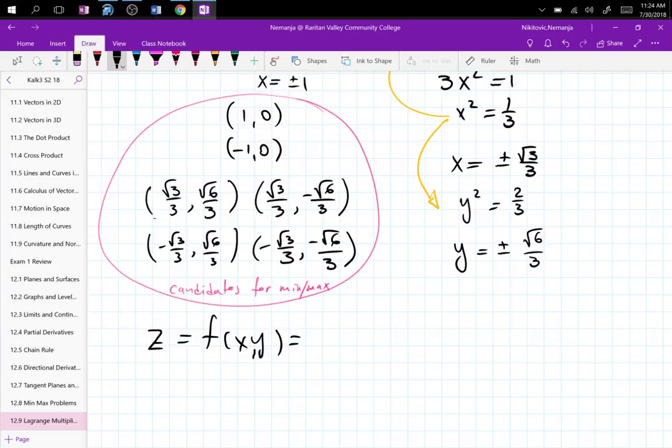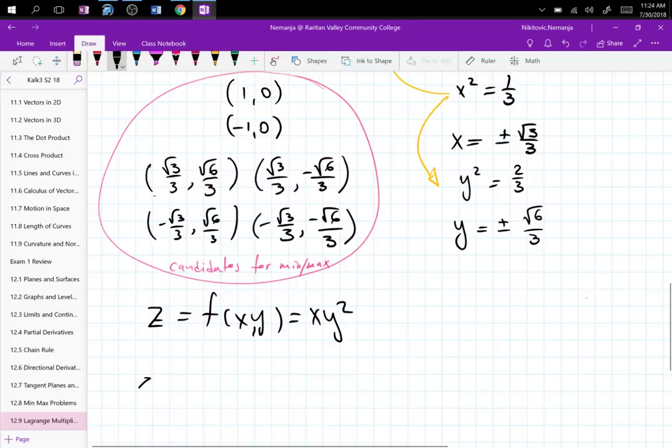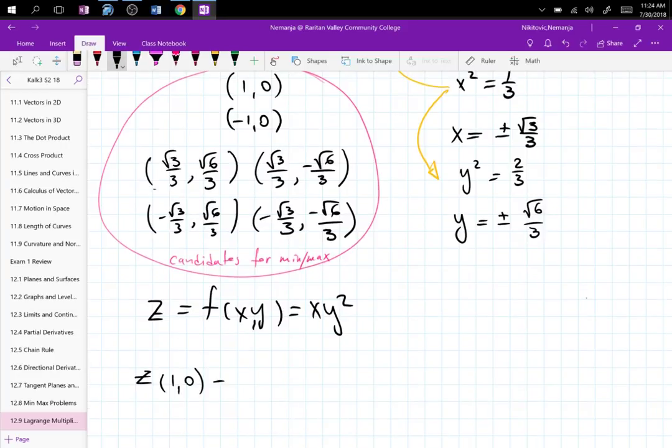So here, z value is equal to f of xy, which in our case was given as xy squared. So now, I will compute z of 1, 0. Z of 1, 0 is 0, giving me 1, 0, 0. Now I'm computing z of negative 1, 0. This is the second point on the list. This is also 0, giving me negative 1, 0, 0. So that's the first 2 points.